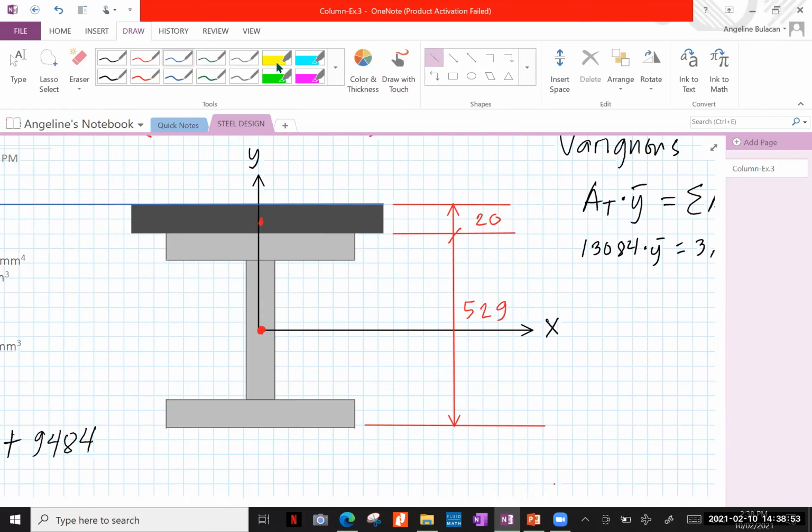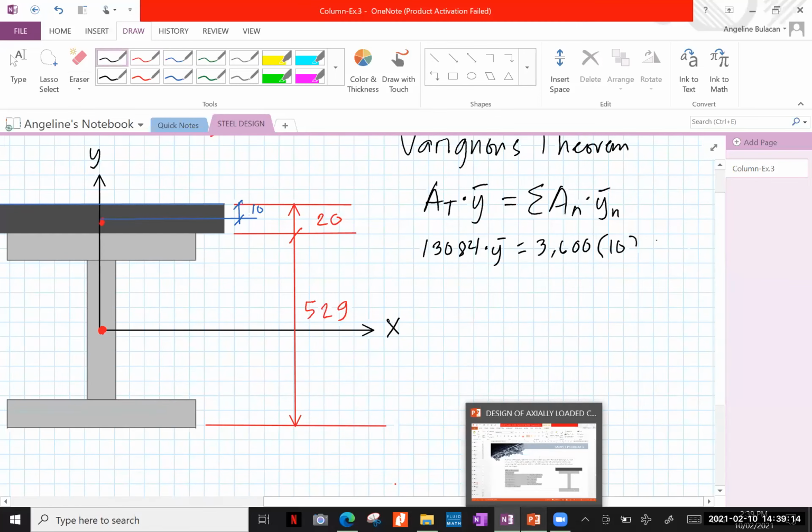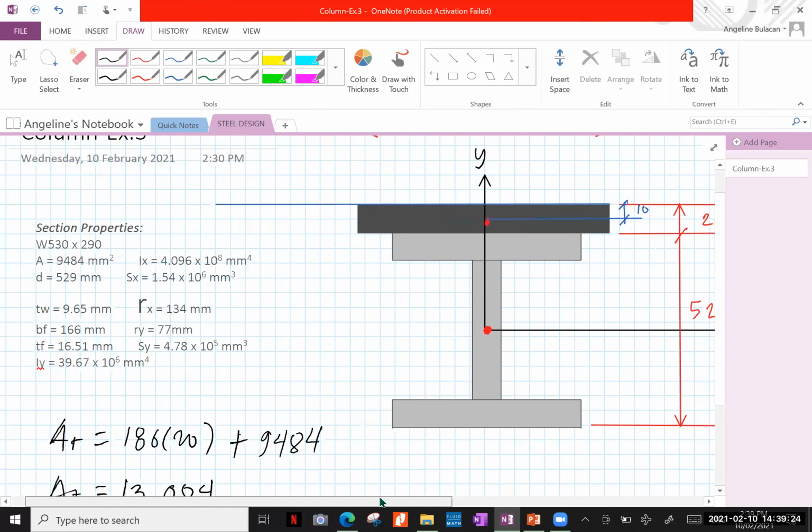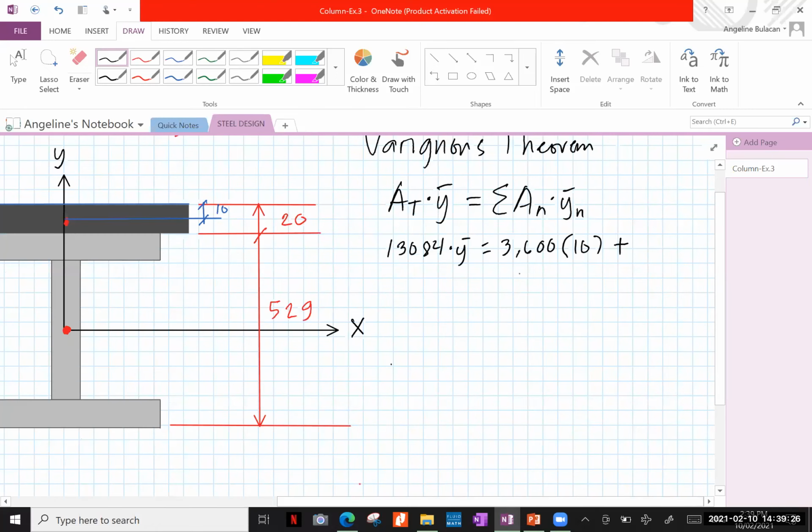Gawin kong color blue din. Ito yung distance, di ba? Ito yung distance na mangyayari. So, yung distance ng centroid ng plate is equal to 10. So, sulat nyo lang yung 10. So, you have here 3,600 times 10 plus the area of the W section, which is equal to 9484.